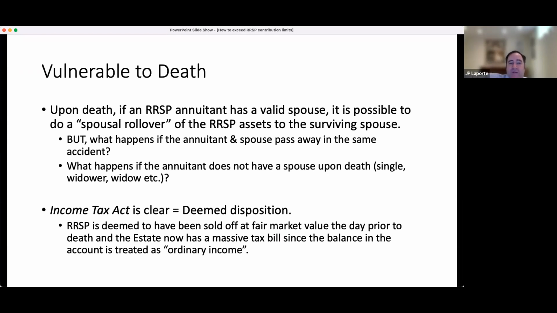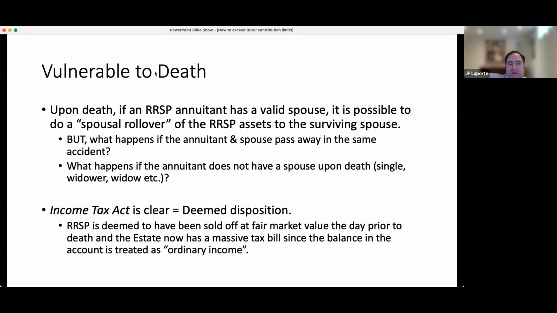These RRSPs are also very vulnerable to death. And Andrea really talked about a lot of the reasons why insurance comes in, because you have huge tax runs and death taxes that apply. And these also apply to an RRSP where you don't have the ability to do a rollover.